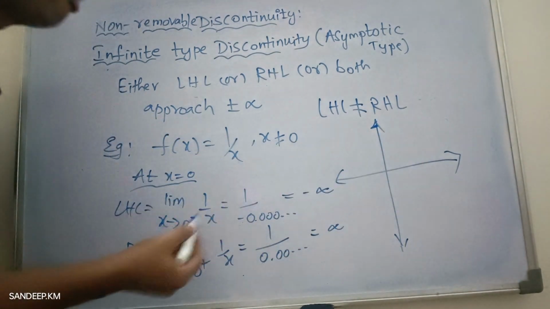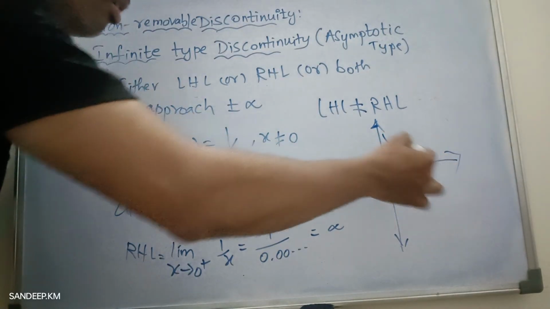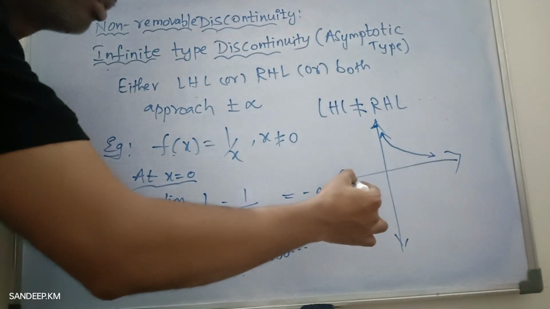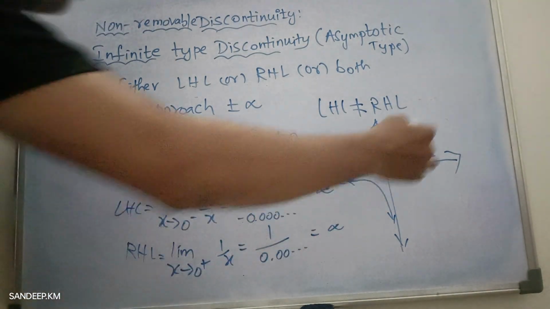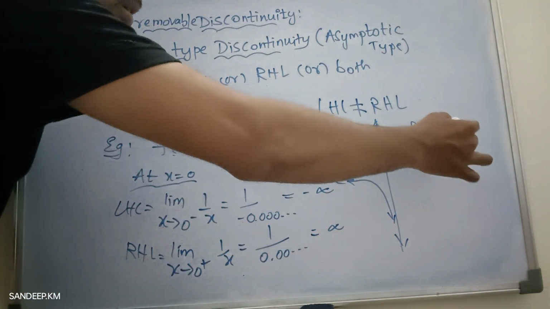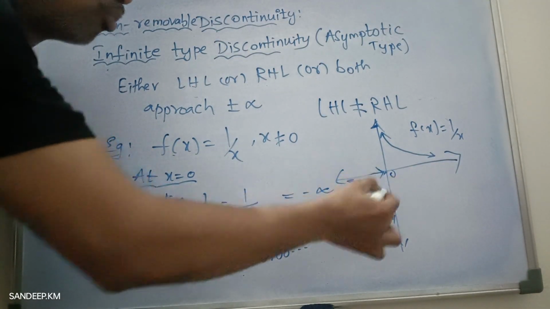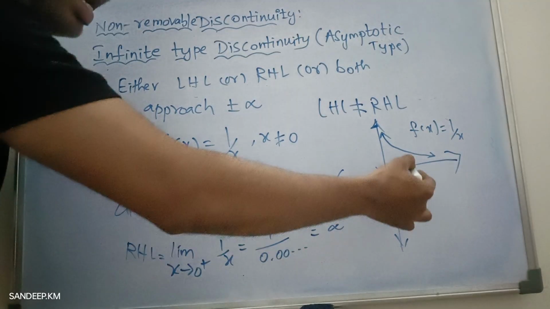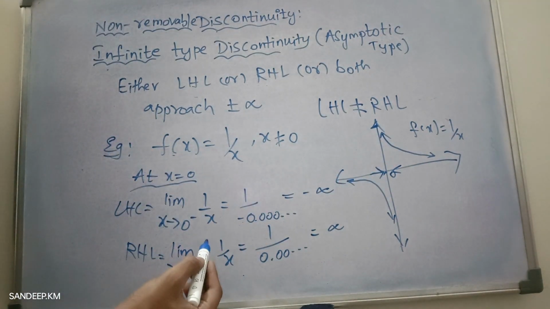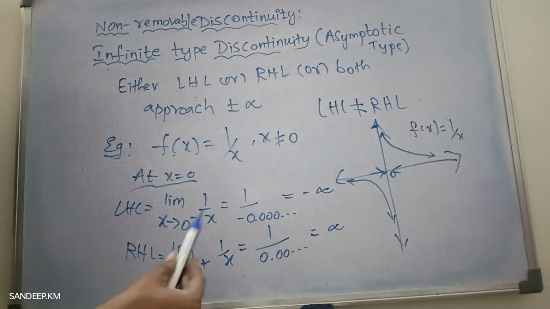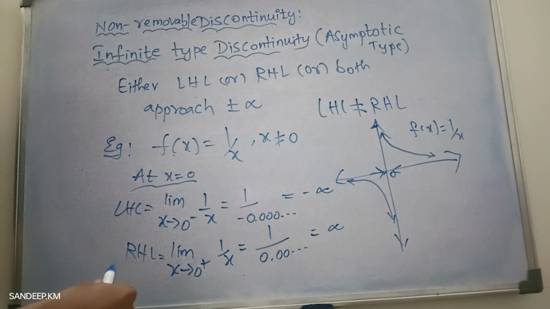So the graph of f of x is equal to 1 by x will look like this. You can try to plot it using different inputs. So this is the graph of f of x is equal to 1 by x. As x is approaching 0 from the left side, the output is taking minus infinity, and as x is approaching 0 from the right side, the output is taking plus infinity. So obviously the left hand limit is not equal to the right hand limit, and we say that it is infinite type discontinuity.